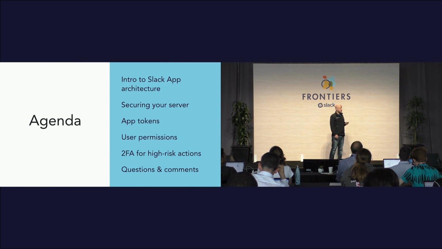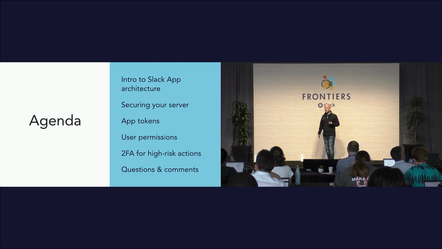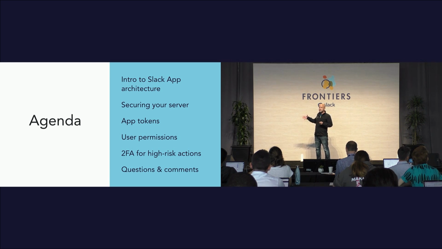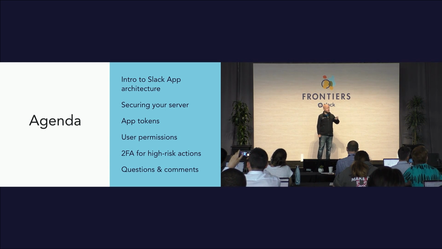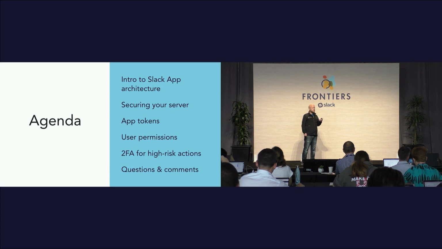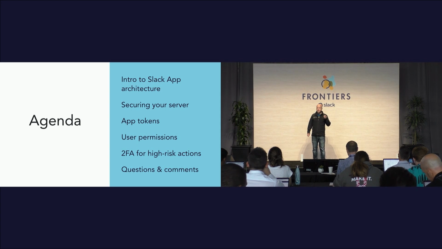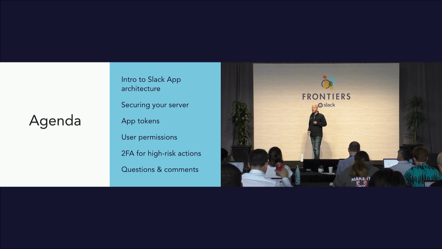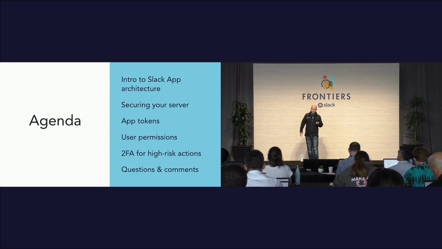So let's talk about our agenda today. We're going to talk a little bit about the architecture, so we can talk about what are the security constraints, and then talk about securing your servers. Then we're going to talk about securing the barrier between your servers and ours, and talk about tokens. And then we'll dive into logic and securing the logic of your app using permissions and also two-factor authentication. And then we'll have time for a little bit of Q&A. And we'll also talk about how do companies use Slack to actually run security incidents.